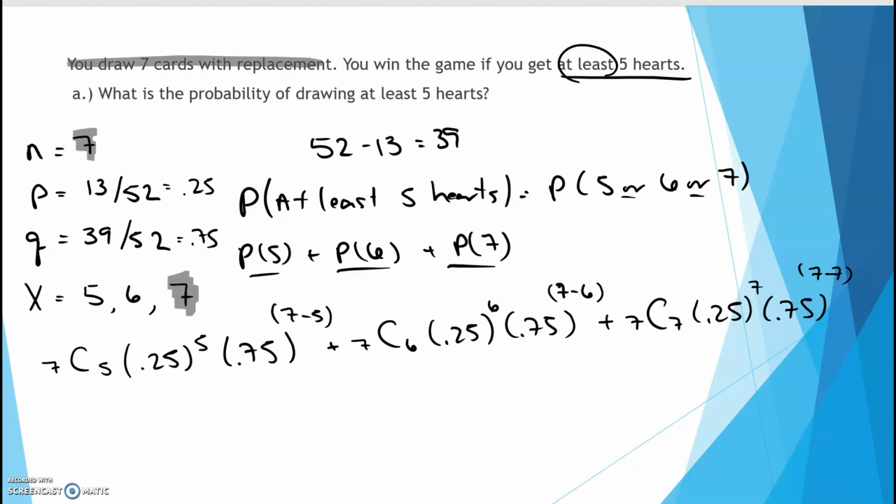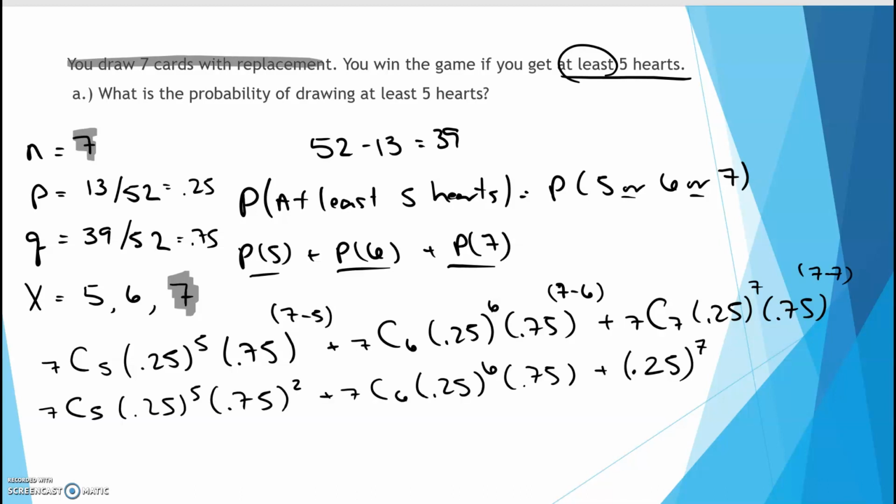And then clean it up just a little bit. It'll look like this. Now notice I changed the 7 minus 5 to a 2, the 7 minus 6 to a 1, and since it's just 1, I don't put anything here. A 1's understood. 7 combination 7, anytime you have the same number in both spots, that's going to be a 1. And the 7 minus 7 is a 0, and anything raised to 0 is also 1. So all I'm left with is the 0.25 raised to 7.